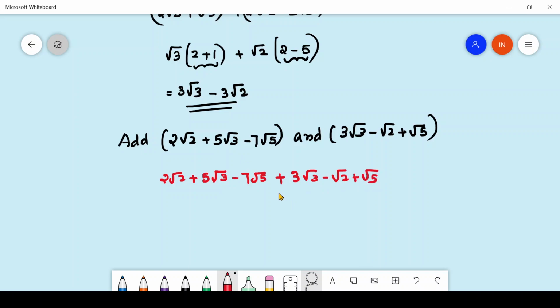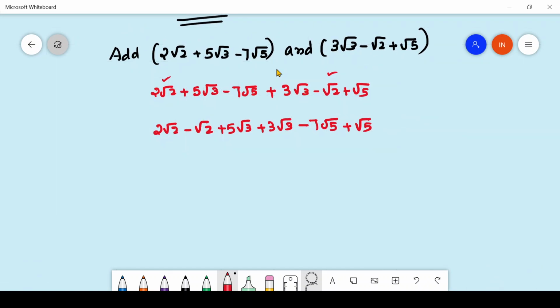So here I'm going to take the same root numbers together. That means here we have a root 2 here also. So I'm going to write it together. 2 root 2 minus root 2, next root 3 plus 5 root 3 is there, and plus 3 root 3 is also there. Again, next is minus 7 root 5 and plus root 5, right? Yes. So now what can we do? As I told, we can combine the same root terms together, or we can take the root 2 here common. Here you can take root 3 common and here root 5. So let me take a root 2 common first.